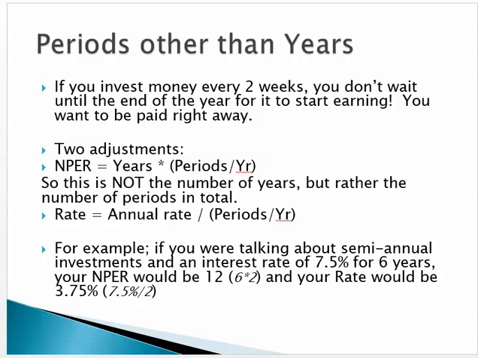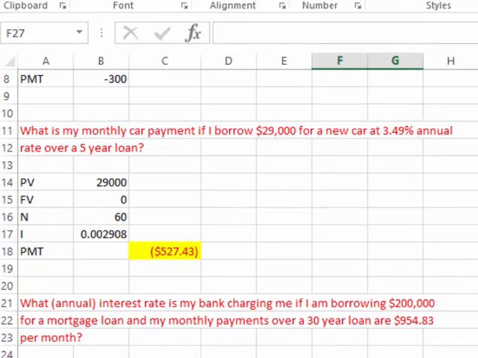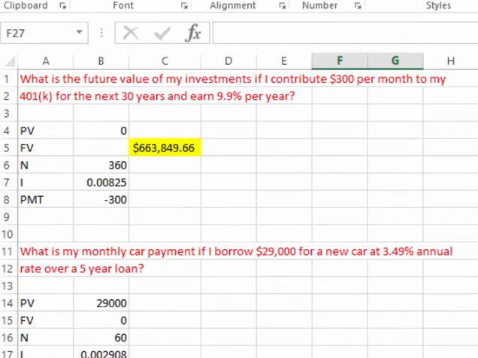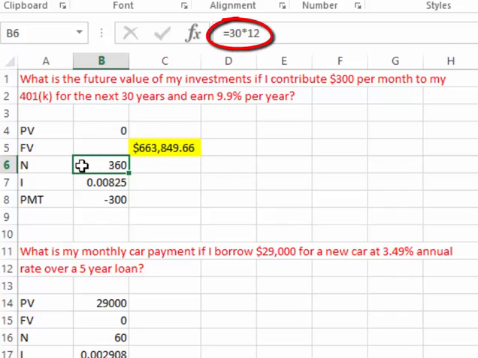Let's go to Excel and take a look at some calculations using periods other than years, and look at a few examples here. The first one: what is the future value of my investments if I contribute $300 per month to my 401k for the next 30 years and I earn 9.9% per year? The problem tells us that our periods are month long, so we're going to have 12 periods per year. As we start to fill in these pieces, our present value is going to be 0. We're starting with nothing. We've got 30 years, but we're going to multiply that times 12 periods per year, and so we have a total of 360 periods.